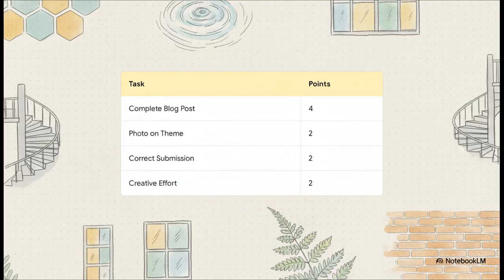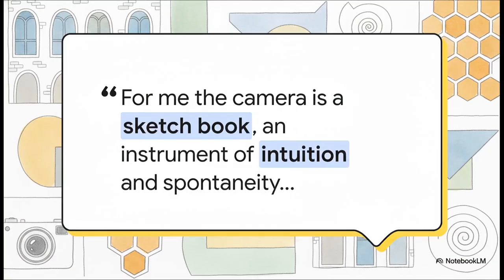That's about finding a photo that truly screams patterns and shows that you went out there and found something really unique. So let's bring this all back home, back to the words of our guide, Cartier-Bresson. Remember, he didn't see the camera as some complicated machine. For him, it was a sketchbook, an instrument for intuition and spontaneity. And that's the mindset I really want you to take with you this week. Don't overthink it, be intuitive, be spontaneous.